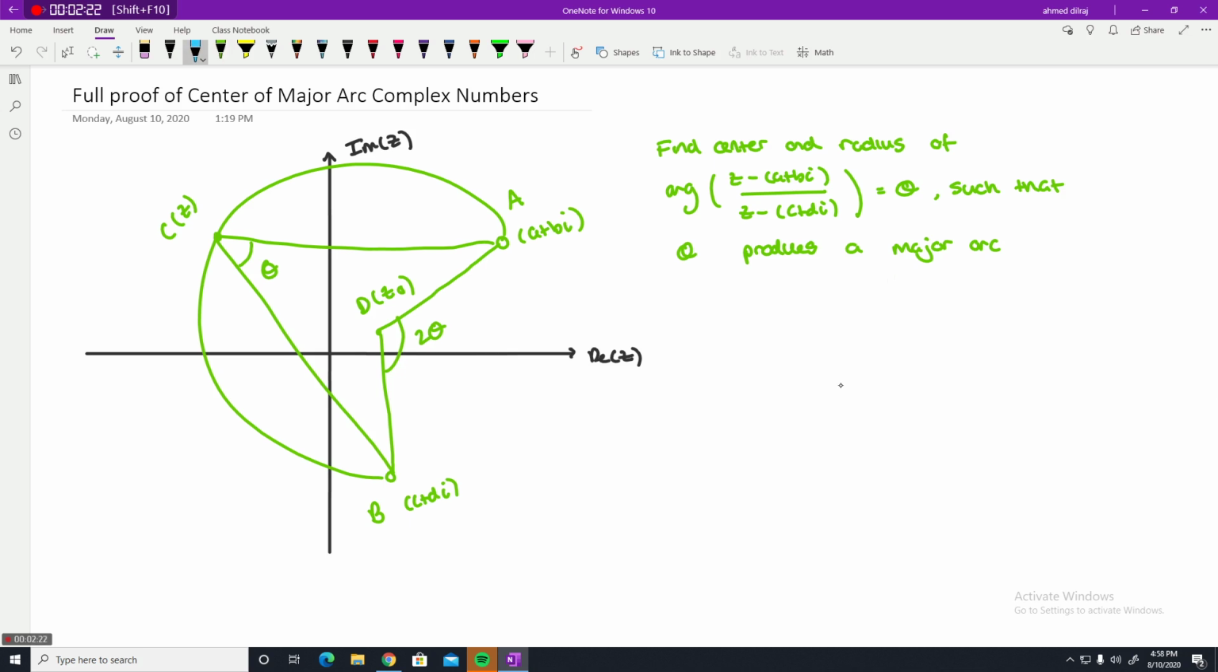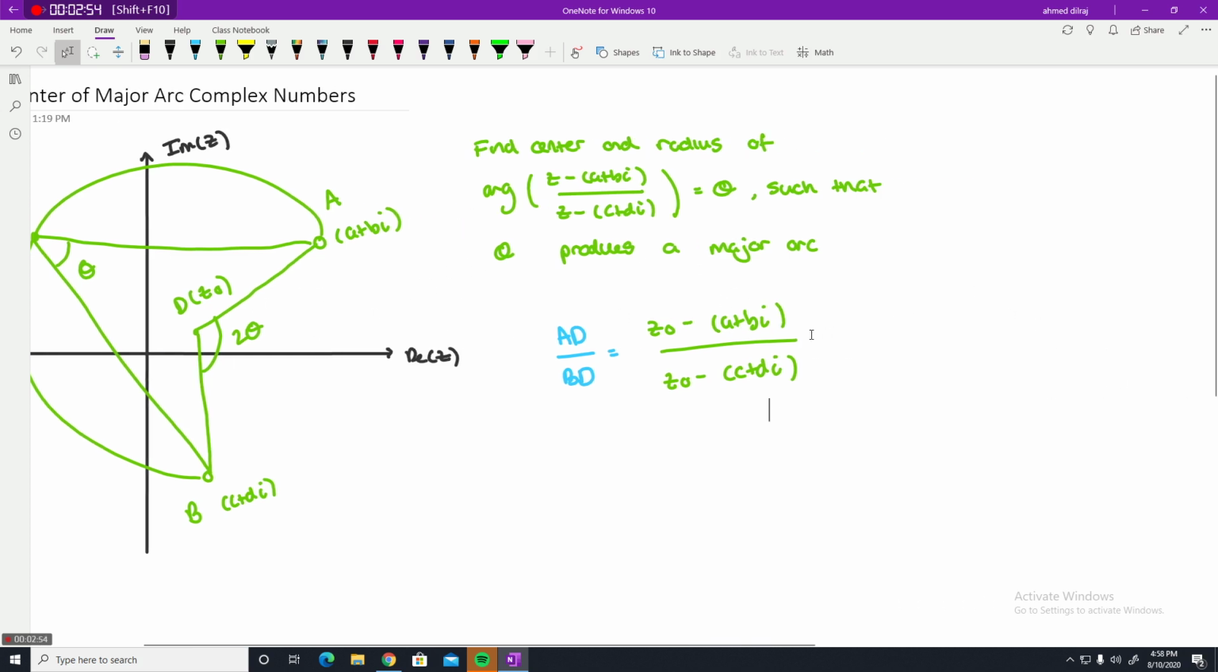The first thing that I'm going to do is ask everyone to consider the complex number AD on BD. Now AD is the complex number Z0 minus (A plus BI), and BD is the complex number Z0 minus (C plus DI). So keep in mind, you can find AD by doing the simple thing like vector subtraction and addition. Complex numbers work the exact same way.